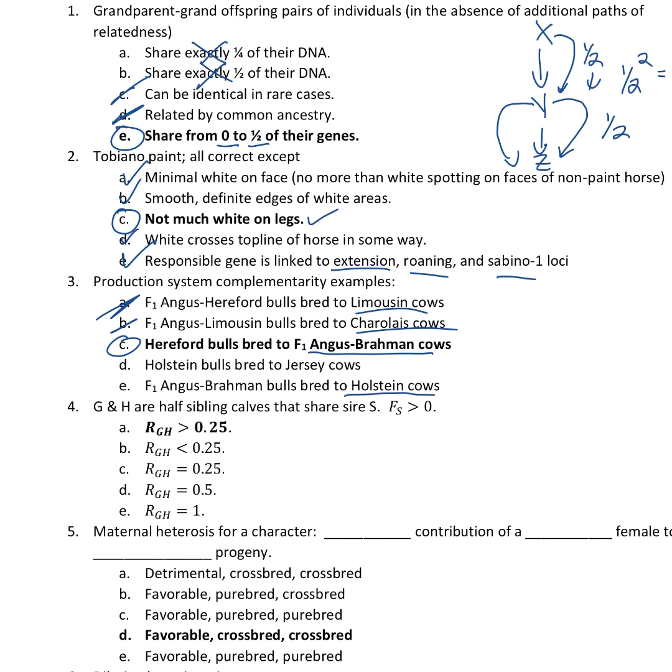Holstein cows, we would not be having very productive or reproductively efficient cows. We'd have a lot of milk, but that's not necessarily something that we think of as complementarity. And then same with Holstein bulls to Jersey cows. So the correct answer for number 3 is C.